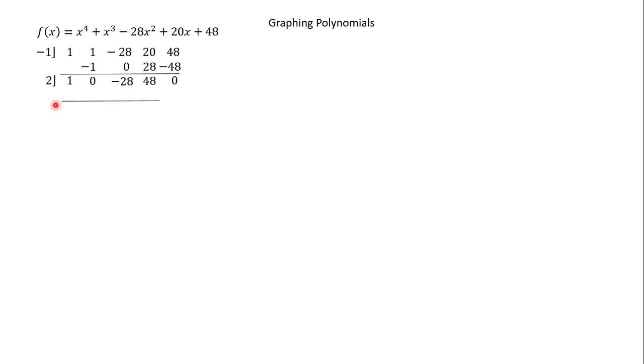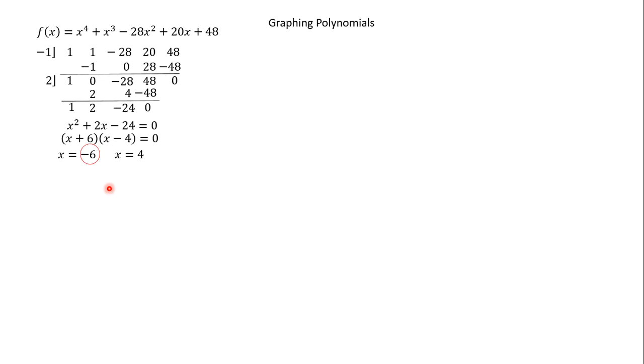Try 2. So we bring down the 1, multiply, add, multiply, add, multiply, add, and we get 0. If 2 didn't work, I might have tried -2, just because it's still really close to 2. Maybe it took it the wrong way. I don't know. Now we're down to a quadratic. So we have x squared plus 2x minus 24 equals 0, which we can factor into x plus 6 and x minus 4. X plus 6 means x equals -6. X minus 4 means x equals 4.